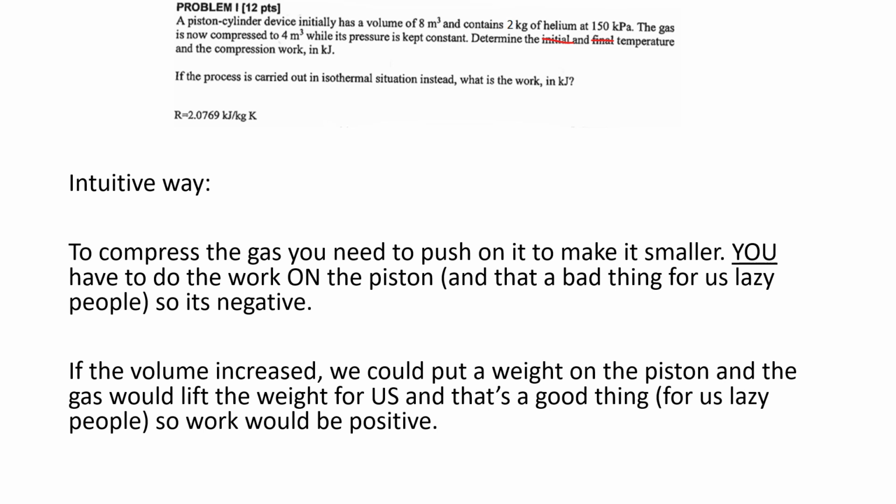It's a bad thing. If instead the piston was going up, you could put a weight on it and the piston would push it up, so that would do work for us. So that would be positive work, because we're lazy and having something lift weights for us is a good thing. So that's how I look at it. So for the work here, we assume a negative work value.